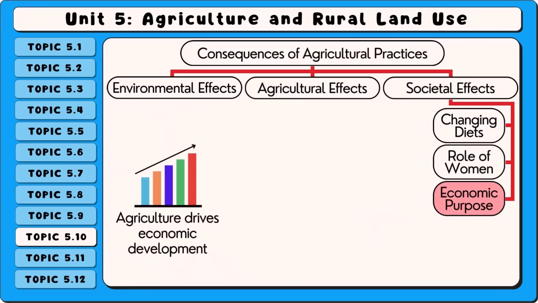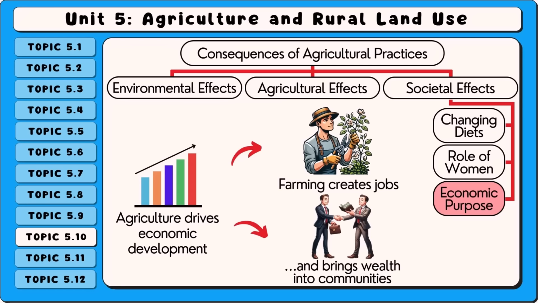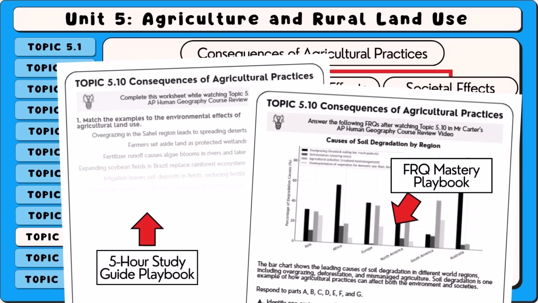The third effect is that agriculture drives economic development. In rural areas, farming provides jobs and supports local economies. As farms become connected to national and global supply chains, communities can build wealth. Okay, that's it for topic 5.10.